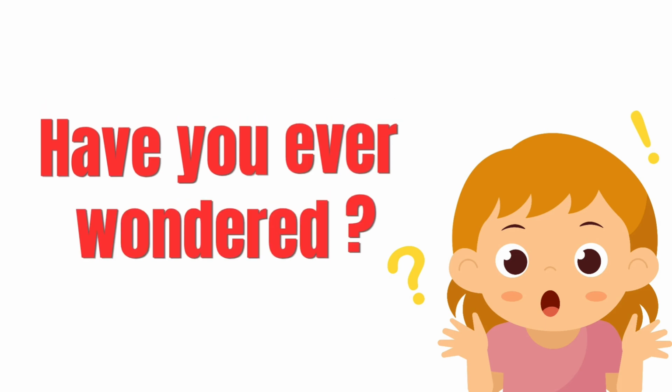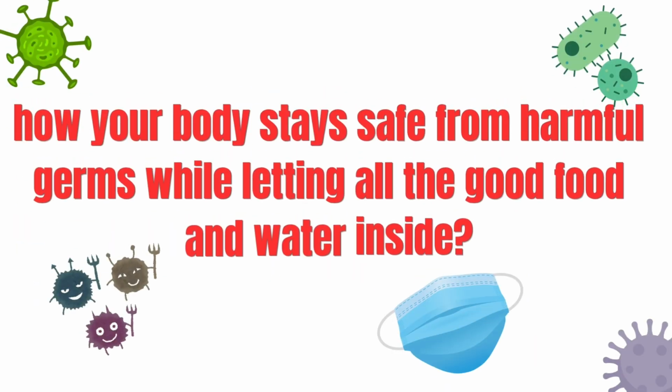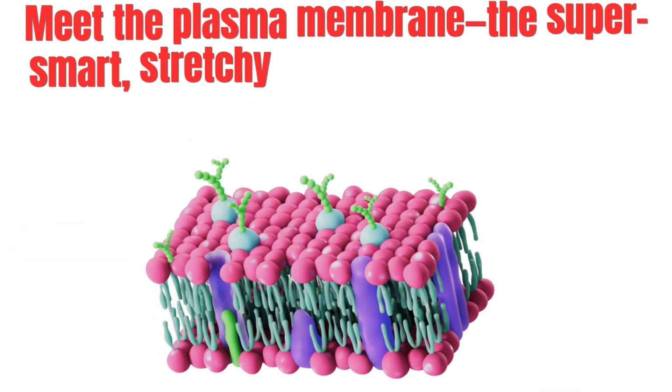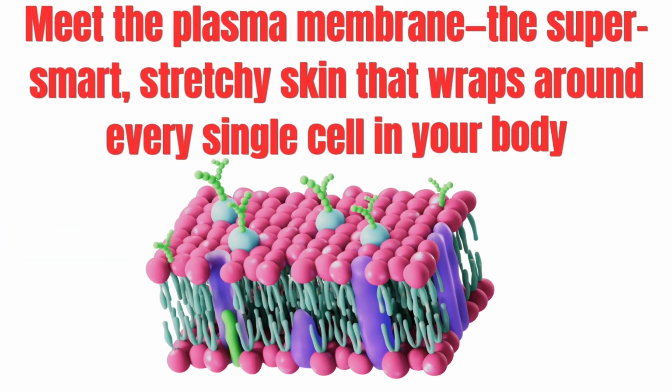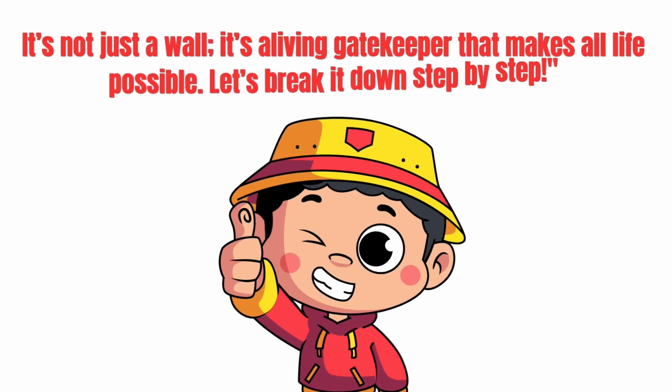Have you ever wondered how your body stays safe from harmful germs while letting all the good food and water inside? Meet the plasma membrane, the super smart, stretchy skin that wraps around every single cell in your body. It's not just a wall, it's a living gatekeeper that makes all life possible. Let's break it down step by step.